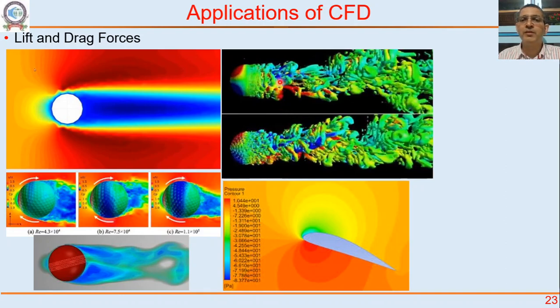You can see these vortices, these are all vortices by the way, and something called vorticity is what is plotted. Red is a positive vorticity, blue is a negative vorticity, so that's what is plotted.